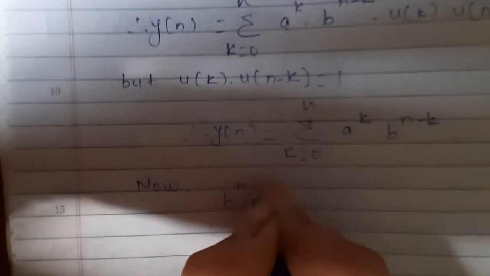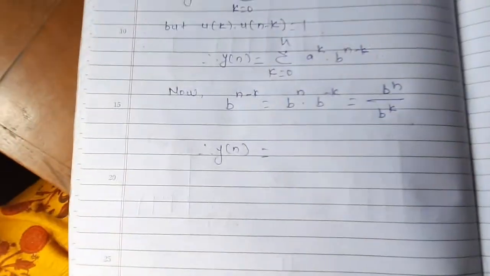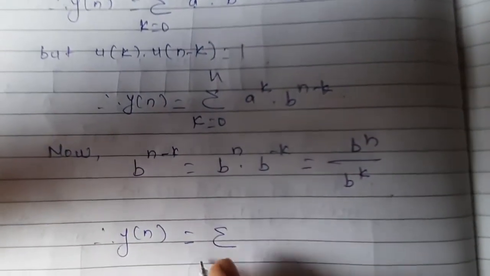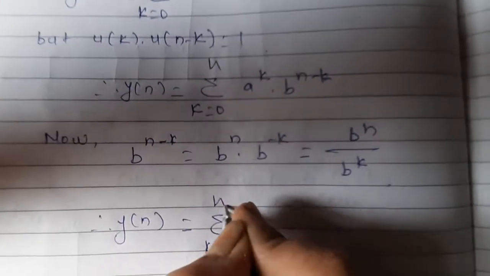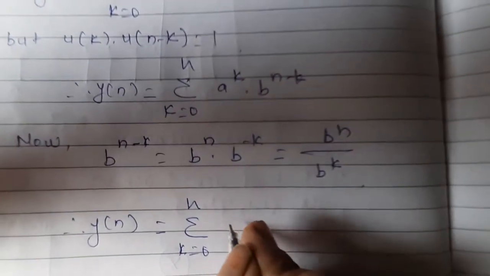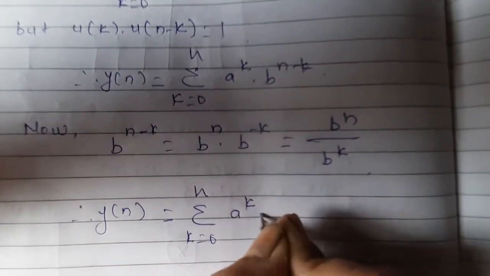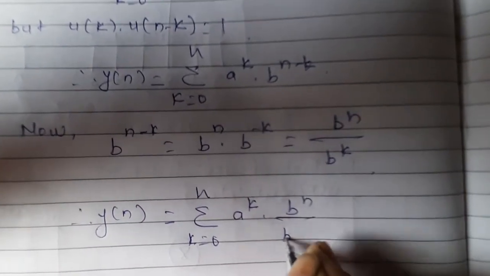Now we split this term, that b raised to n minus k is nothing but b raised to n into b raised to minus k. So we can also write b raised to n divided by b raised to k. So above equation will be y of n is equal to summation k goes from 0 to n, a raised to k, and here b raised to n divided by b raised to k.